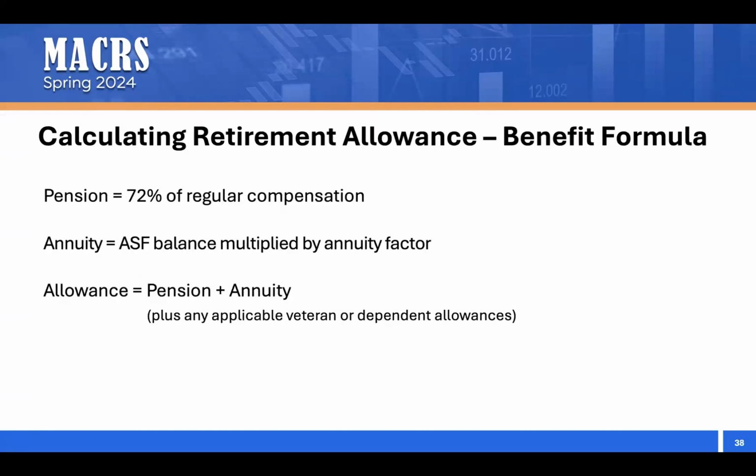So the benefit formula for calculating a disability is: the pension portion of the benefit is equal to 72% of the regular compensation figure. To that, we're going to add an annuity, which is based on the annuity savings fund balance of the member, multiplied by an annuity factor based on the member's age and option selected. The sum of the annuity and the pension is the allowance, plus if there's an applicable veteran or dependent allowance, those would be added to the allowance as well.